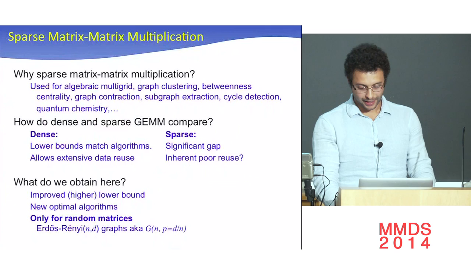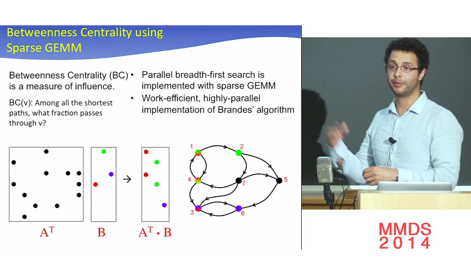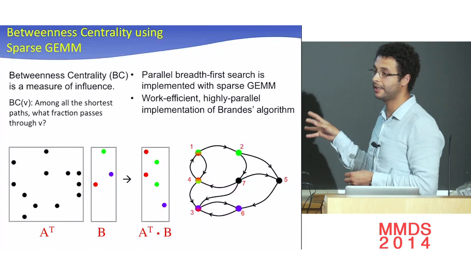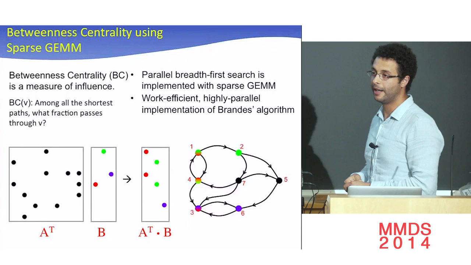And I'll actually first start with the application, which is betweenness centrality. It's very commonly used to find influential vertices, entities in a graph. It's fairly expensive computationally: the number of edges times the number of vertices if you do it directly. If you do an approximation, you still need to do lots of breadth first searches. So definitely not linear. So how do you do that?